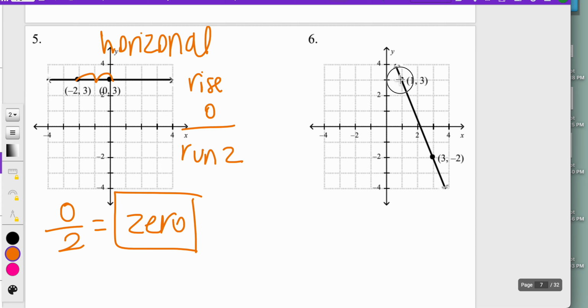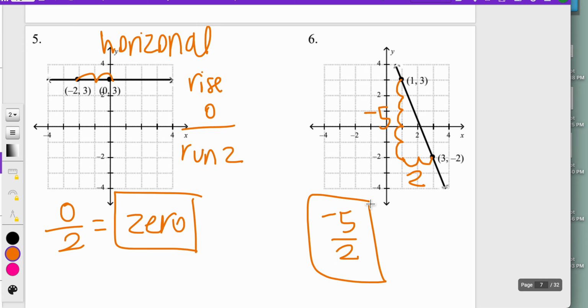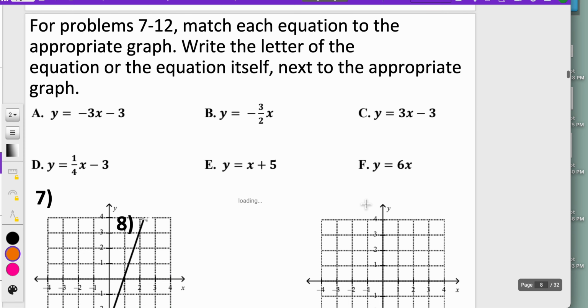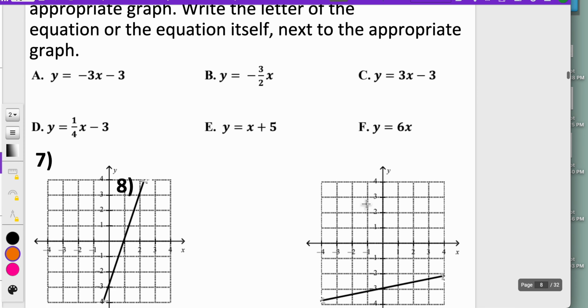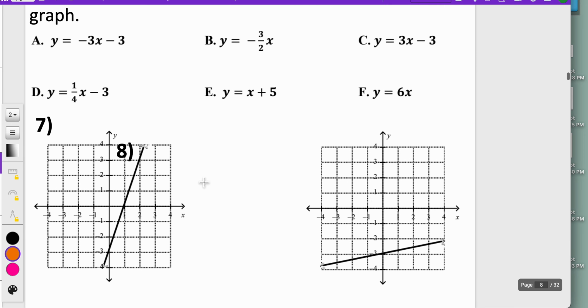For number 6, my rise is 1, 2, 3, 4, 5 as a negative, because I'm going down, and then 1, 2 as my positive for my run, so negative 5 over 2. The next part is 7 through 12: match each equation to the appropriate graph. Write the letter of the equation or the equation itself next to the appropriate graph.